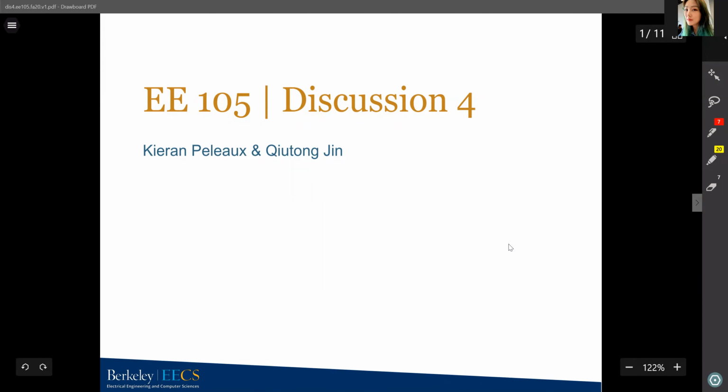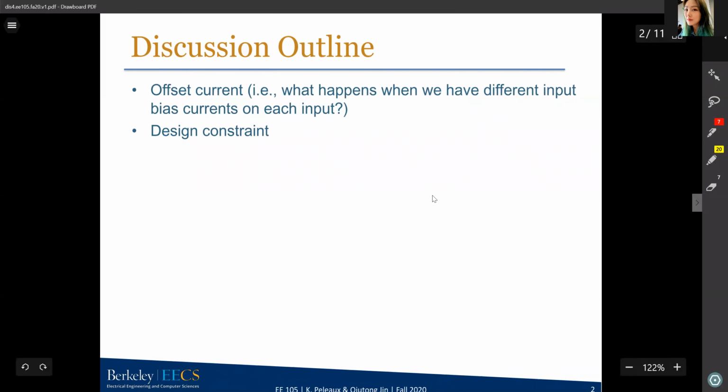So in this discussion, this is discussion number 4, and we are going to talk about what Professor covered last week. So it's basically we're going to talk about the offset current. I'll explain what the offset current is later, but I think Professor has mentioned this is related to the bias current, and also we will design some op-amps using some constrained op-amps.